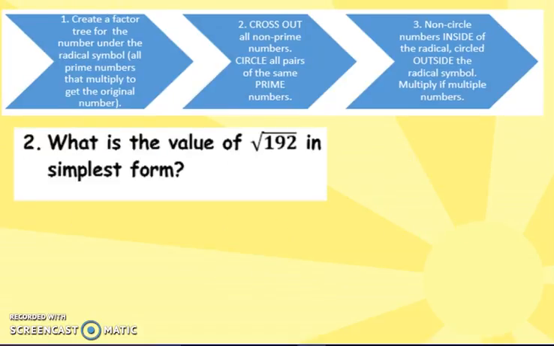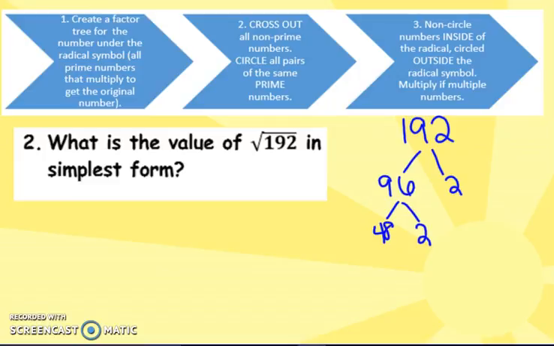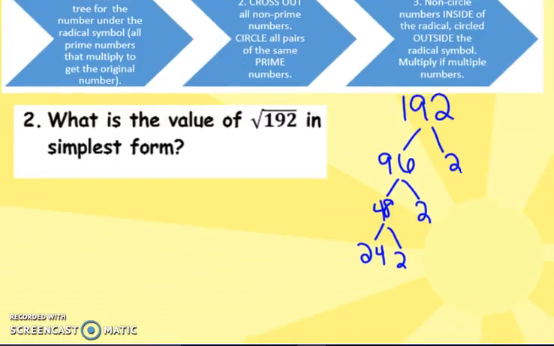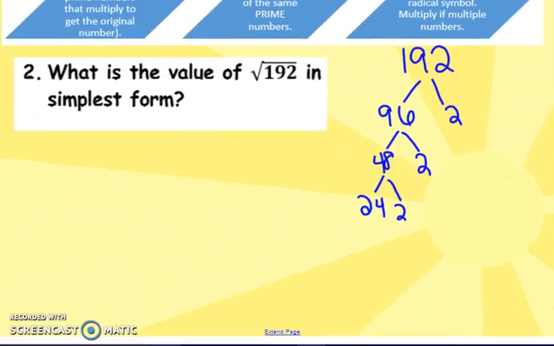If we look at example 2, we have the square root of 192 in simplest form. So I'm going to start with my number, 192, and I need to create a factor tree. So I need to get it down to all prime numbers. Well, it's even, so I'm going to do 2 and 96. That's also even, so 2 and 48. 24 and 2, I'm going to run. I'm going to do 12 and 2. 12 goes to 4 and 3, and 4 goes to 2 and 2.